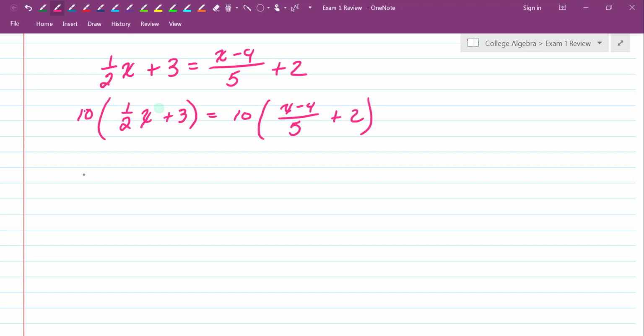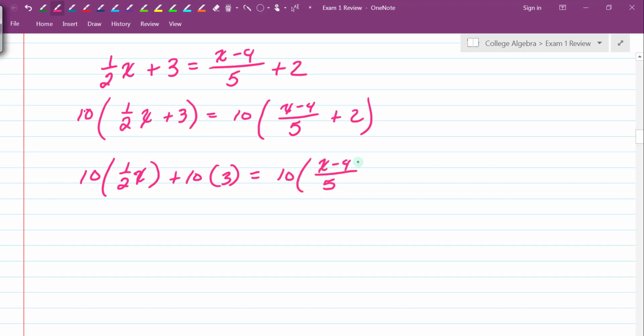So that's going to be 10 times 1/2 x plus 10 times 3. We just distributed the 10 to both terms. And that's going to be equal to 10 multiplied by (x minus 4) divided by 5 plus 10 multiplied by 2. And that was simply the distribution property.